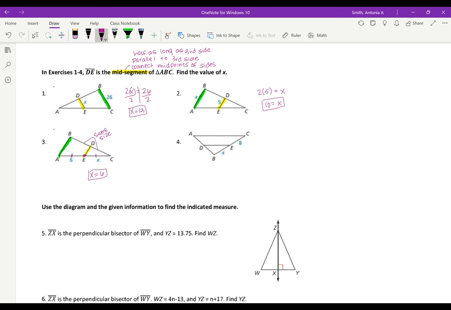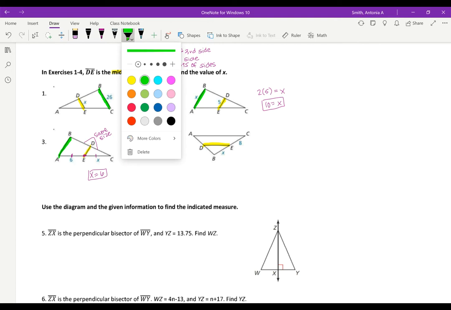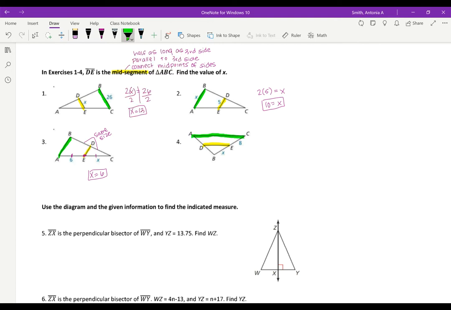Okay. Now let's do 4. DE is still your midsegment, and the side that it's parallel to is AC, but that doesn't help us solve for x. We know that E right here is the midpoint, so that means that this side and this side must be the same, so x must be 8. And same on this side, these are the same size.